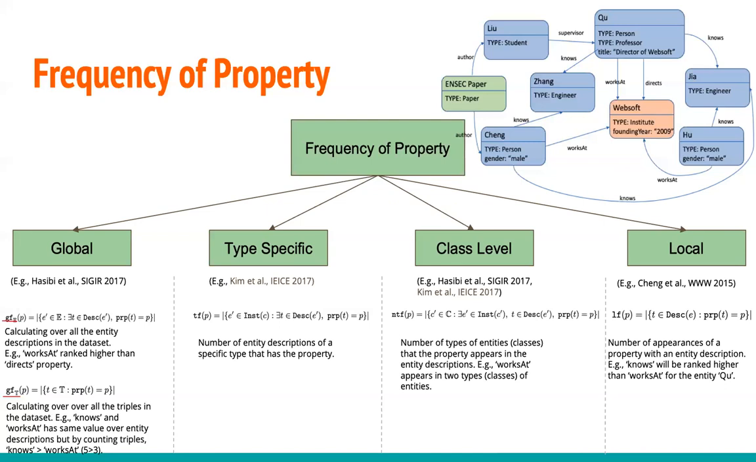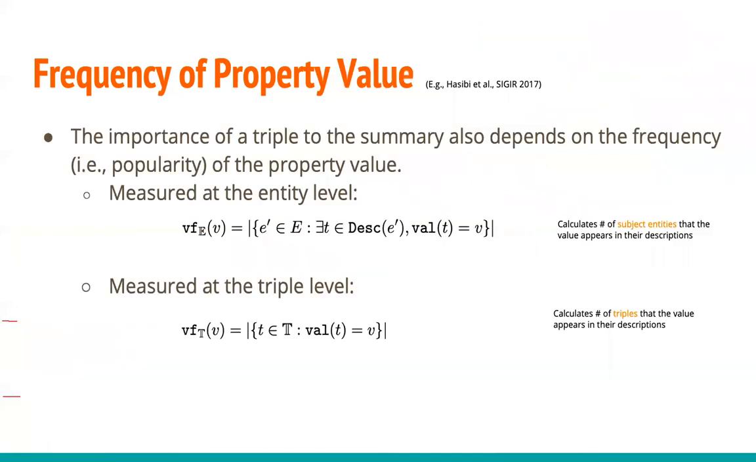Nodes will be ranked higher than works at, and then we can see that by using these different counting approaches, we get different values. Even for the same property, if we use the global frequency of a property, we get a different count. Local, we get a different count. So different systems use different ways of calculating these values. So let's go on to the next type of feature.